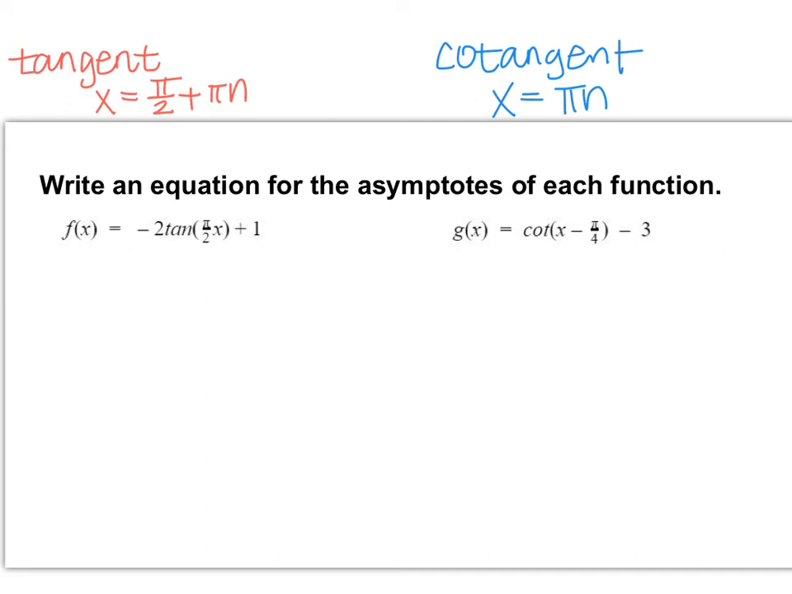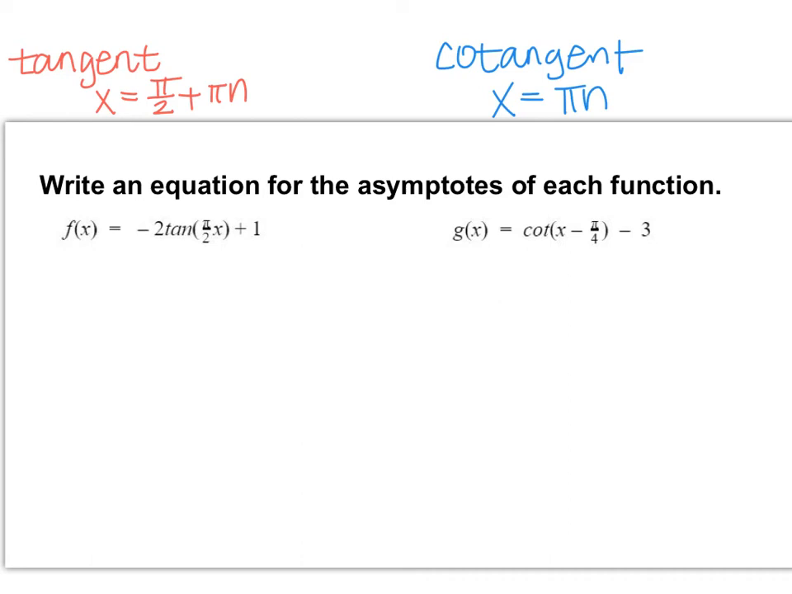So to start, you'll notice up at the top of the screen I wrote out the equation for the asymptotes for just the regular tangent function, the parent function without any transformations. And I did the same thing for cotangent, because this problem asks us to write asymptotes for a tangent and a cotangent function that have been transformed a little bit.